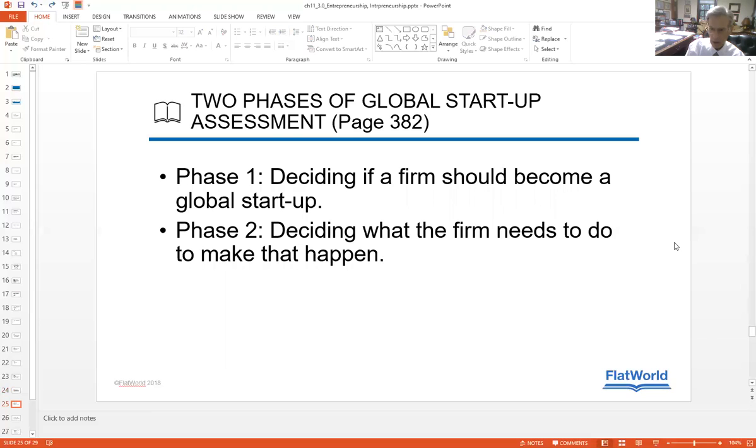Okay, so whoever prepared these slides did not do a great job. But if you go to page 382 in your textbook, you will find some lists, a sort of checklist, I guess, that if you are inclined to be an entrepreneur and start a new business, there are checklists. First, to decide if the firm should be a global startup, certain criteria ought to be met. And secondly, what the firm needs to do specifically to become a global startup rather than a local startup.